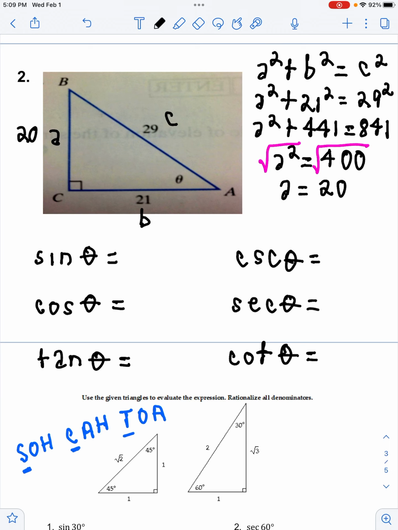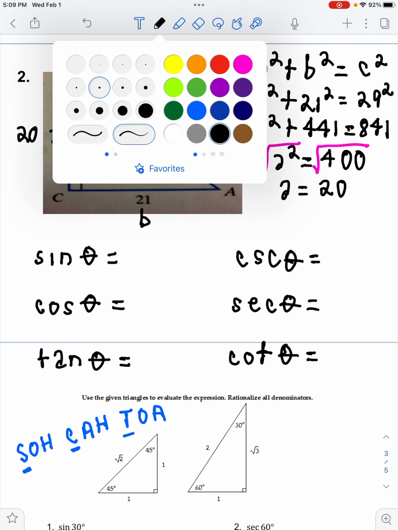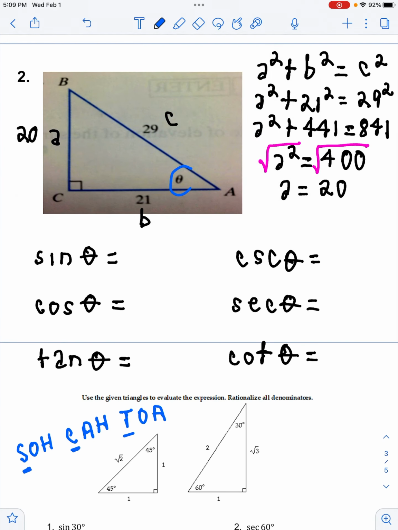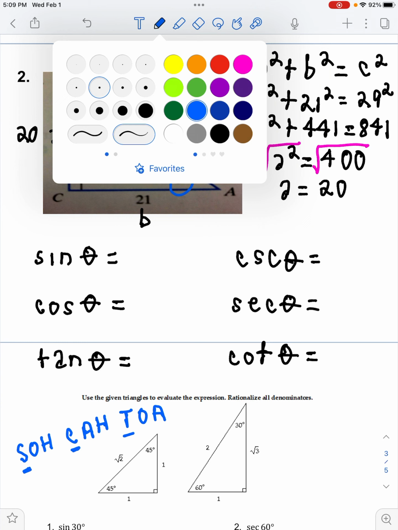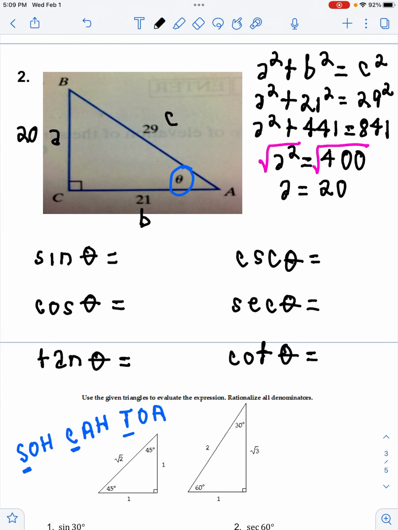So then the sine, remember SOHCAHTOA, opposite over hypotenuse, and you need to be looking at the angle theta. And so opposite would be 20 over the hypotenuse, which is 29. And that doesn't reduce. But the cosecant, which is the reciprocal, would be 29 over 20.